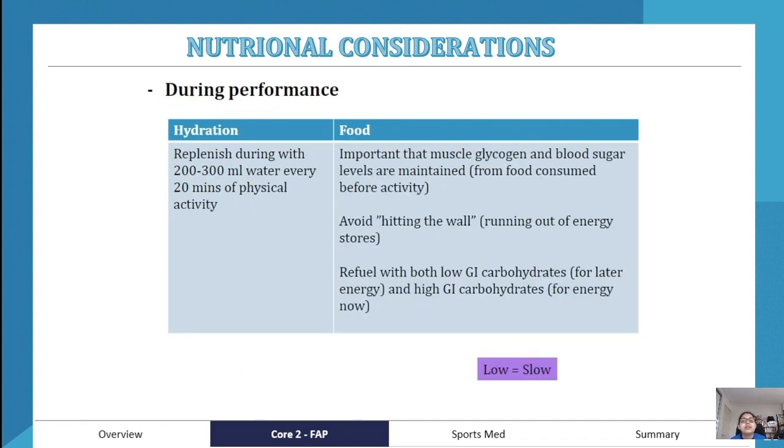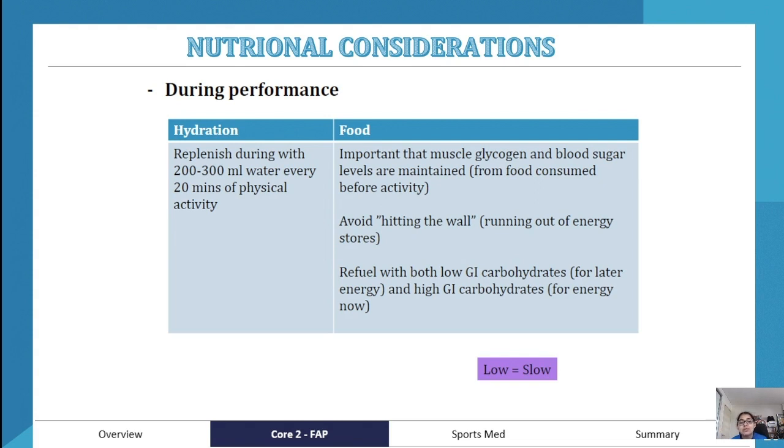During performance, you want to replenish with 200 to 300 mils of water every 20 minutes of physical activity. So obviously you want to keep drinking water throughout the performance. And food, it is important the muscle glycogen and blood sugar levels are maintained. And that will also help you avoid hitting the wall.